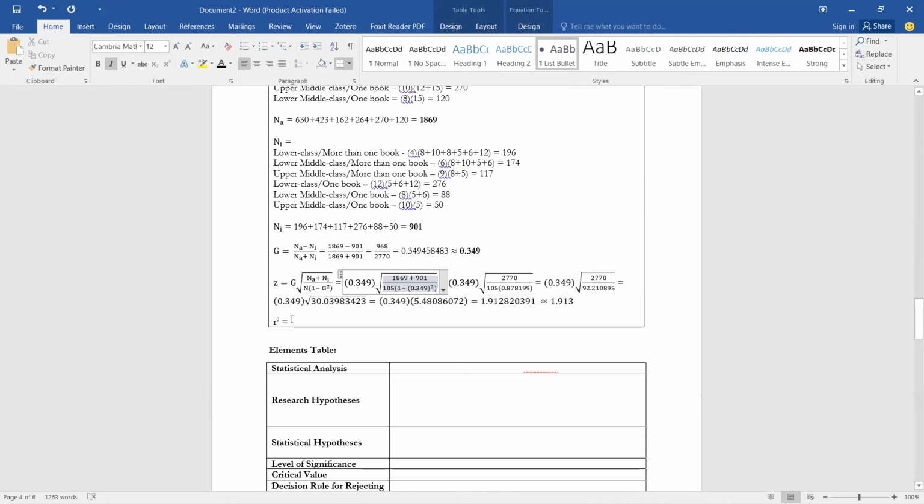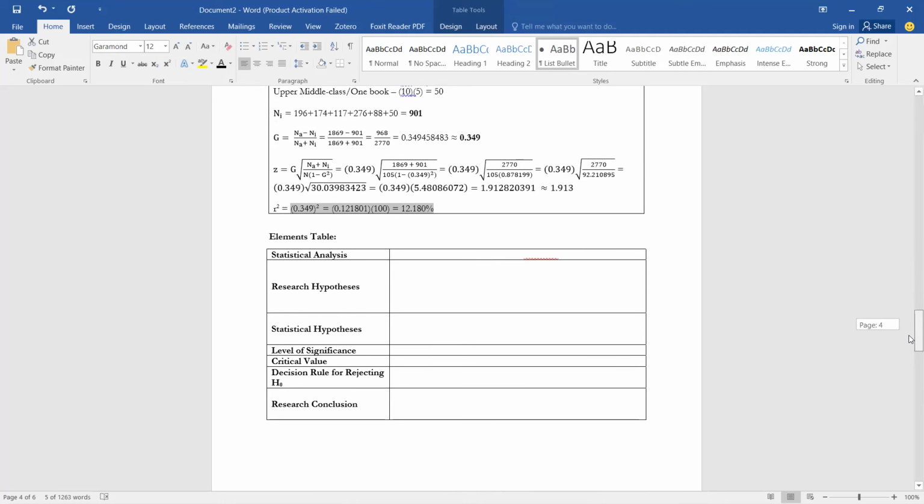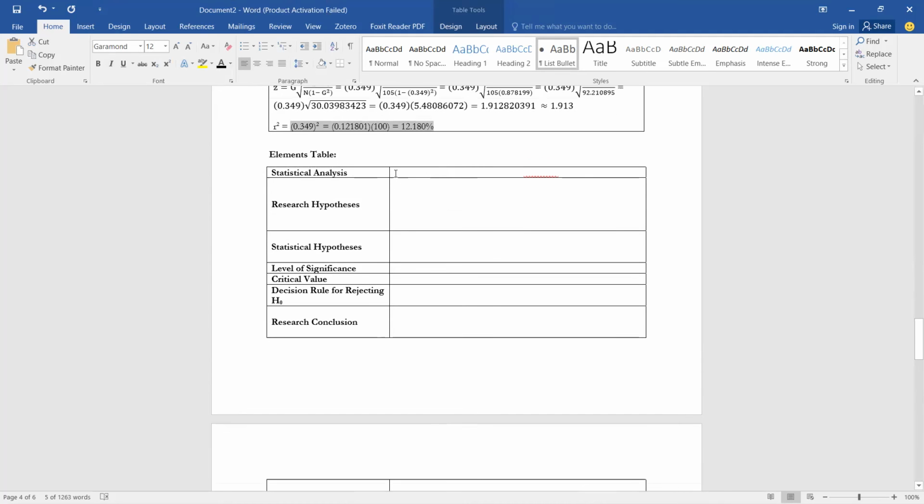All right. And R squared has the same idea as previous sample problems. So see, 0.349 squared is 12.180%. That is your coefficient of determination. Now the elements table is here. So ito, we used gamma.